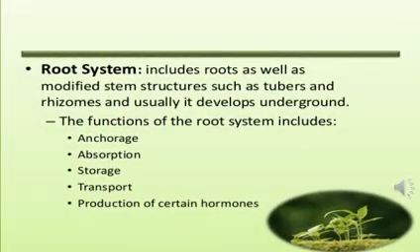Root system. It includes roots as well as modified stem structures such as tubers and rhizomes, and usually it develops underground. The functions of the root system include anchorage, meaning it holds the plant, absorption of water and minerals from the soil, storage of food, extra food and minerals, as well as transport of water and minerals, and production of certain hormones. These are the functions of the root system.